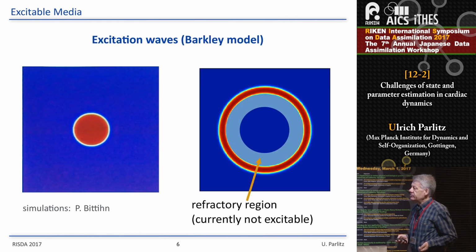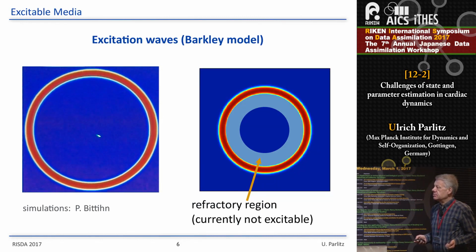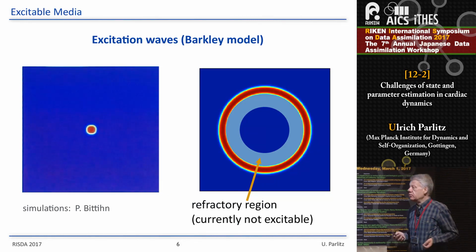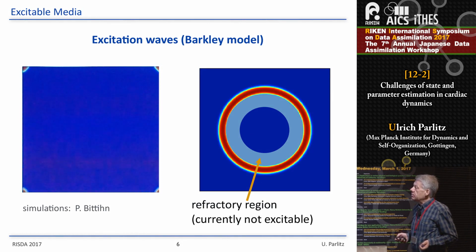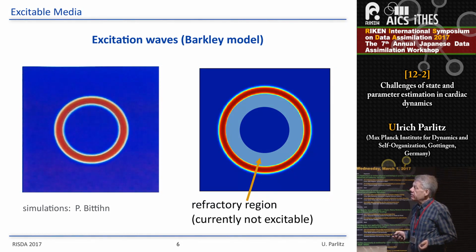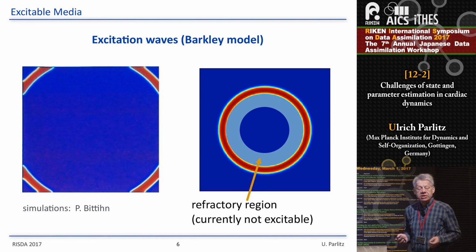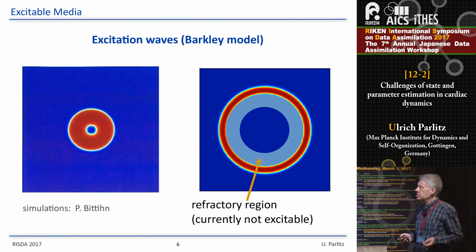So if we solve this differential equation, and if we perturb it, for example, here in the middle, you see these concentric waves. Here is a snapshot, and the area in bright blue here is the area which is at that moment in the refractory phase. So you cannot stimulate another pulse here.